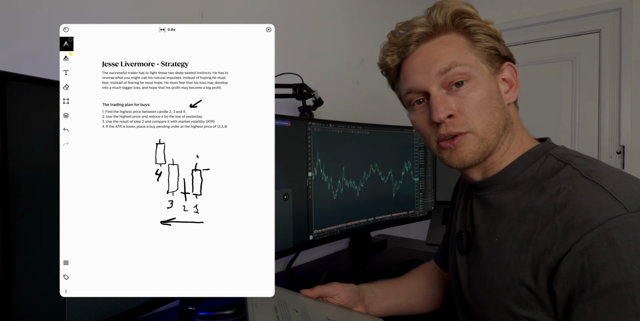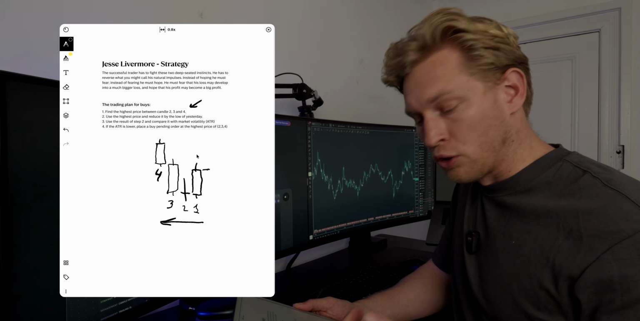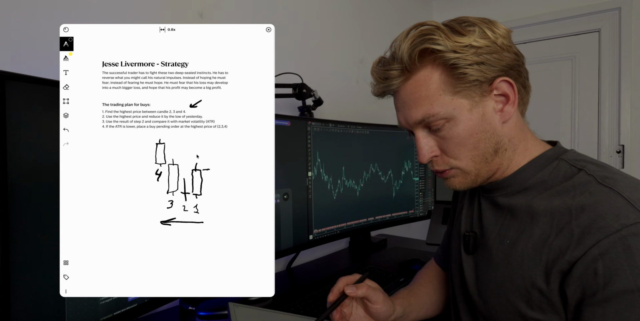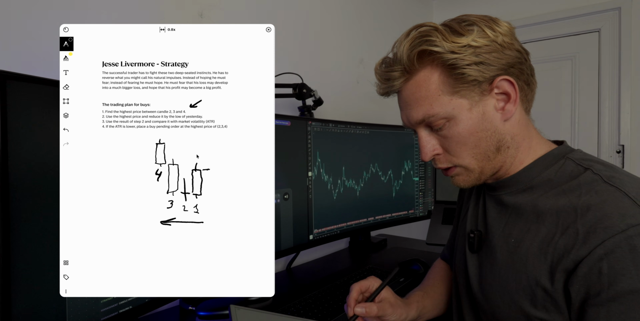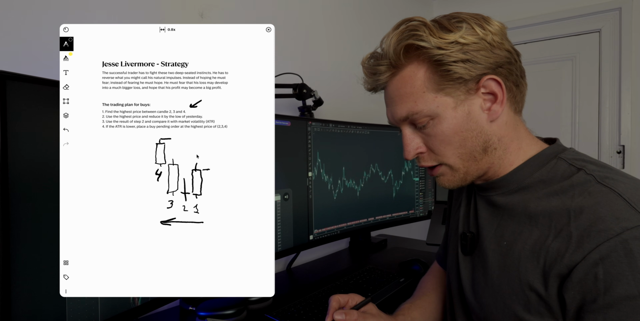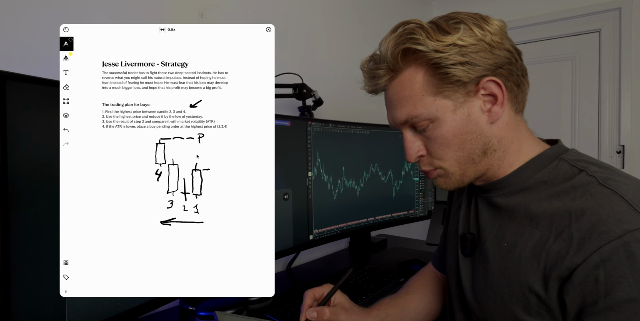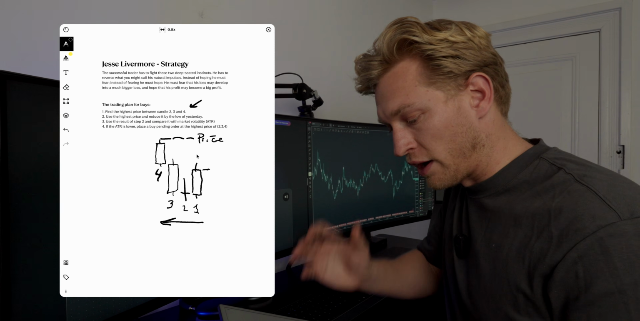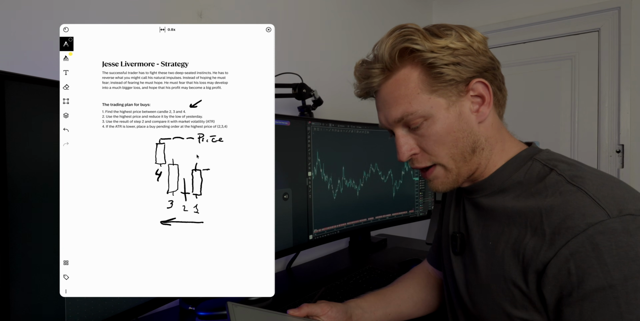Well, if I then want to add this trading plan in my algorithm, then I just have to know, okay, candle 2, 3 and 4, find the highest price, and then I will find the highest price here. So this price level is what I need to find this trading plan valid.